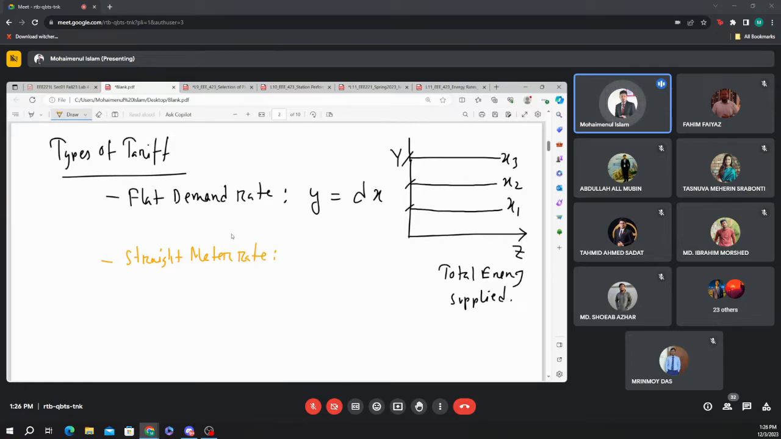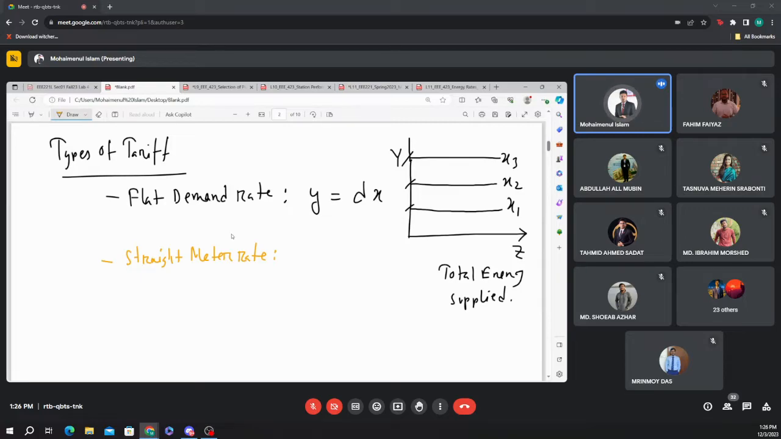Meter rate. So meter rate is related to energy consumption. If you consume energy, the price should rise, right? If your energy consumption is more, your price should be higher. So the meter rate is used that way.